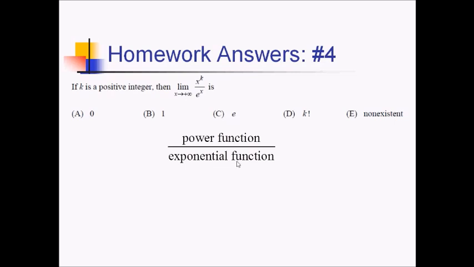Exponential outgrows power function as you go to infinity. The exponential function is faster. So that means our denominator is growing faster. We have a bottom-heavy function, which means that this limit is just going to shrink to 0 as we go to infinity. So that ends up giving us answer choice A.